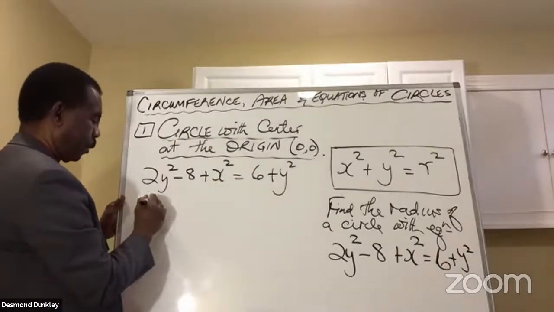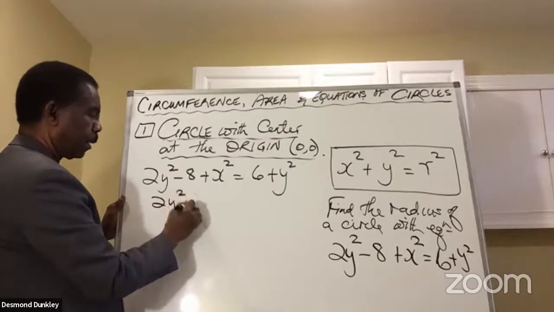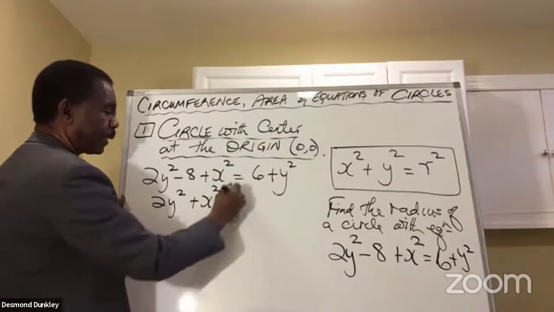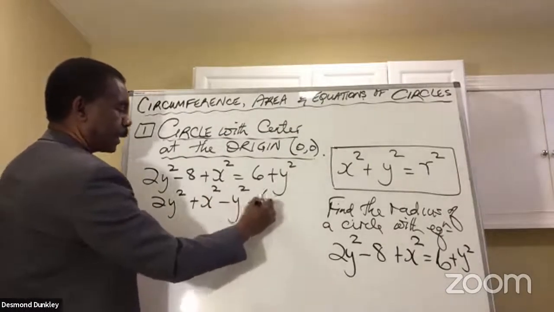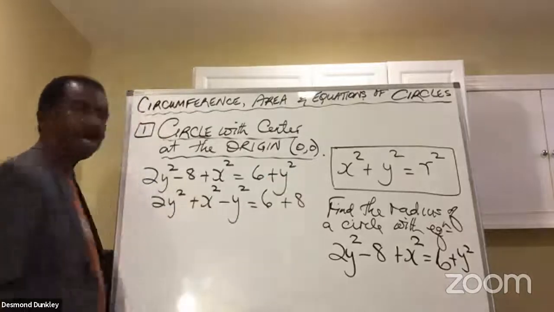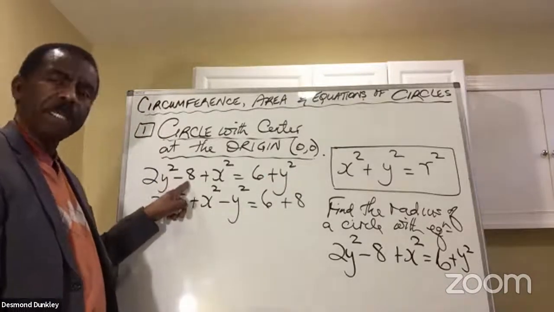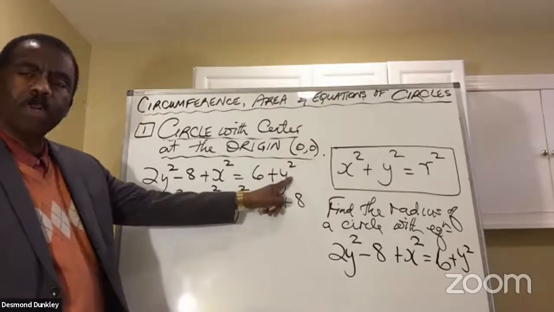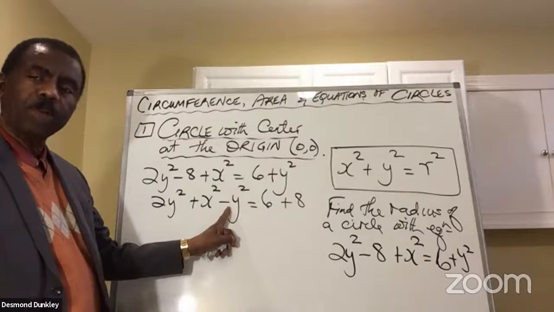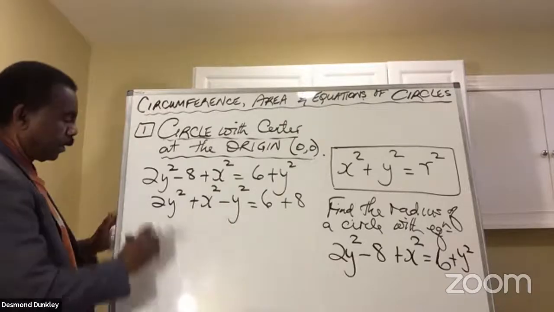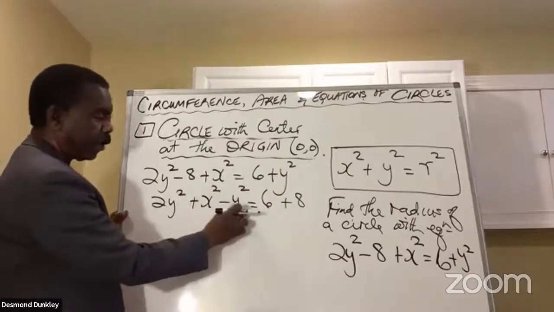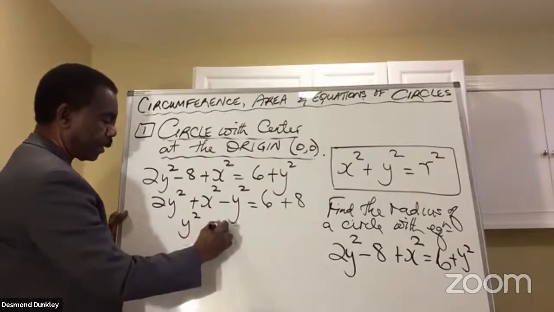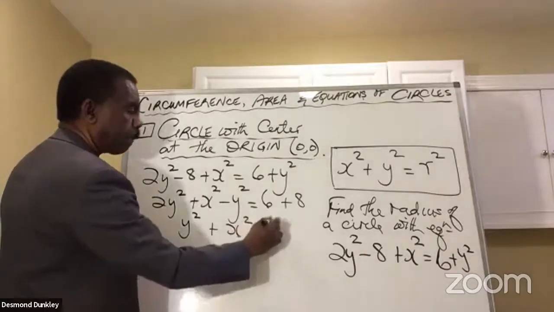So we would have 2y squared plus x squared. Bring this over, so yeah, minus y squared equal to 6 plus 8. What did I do? We have a minus 8 here, so I add 8 to both sides. I have a positive y squared, so I subtract y squared from both sides. And now, 2y squared, take away y squared, gives you just y squared plus x squared equal to 14.